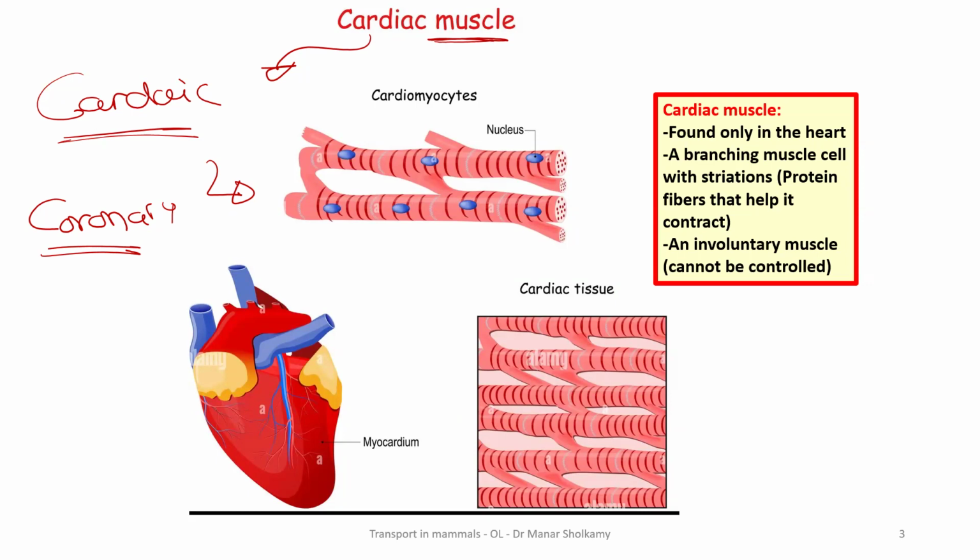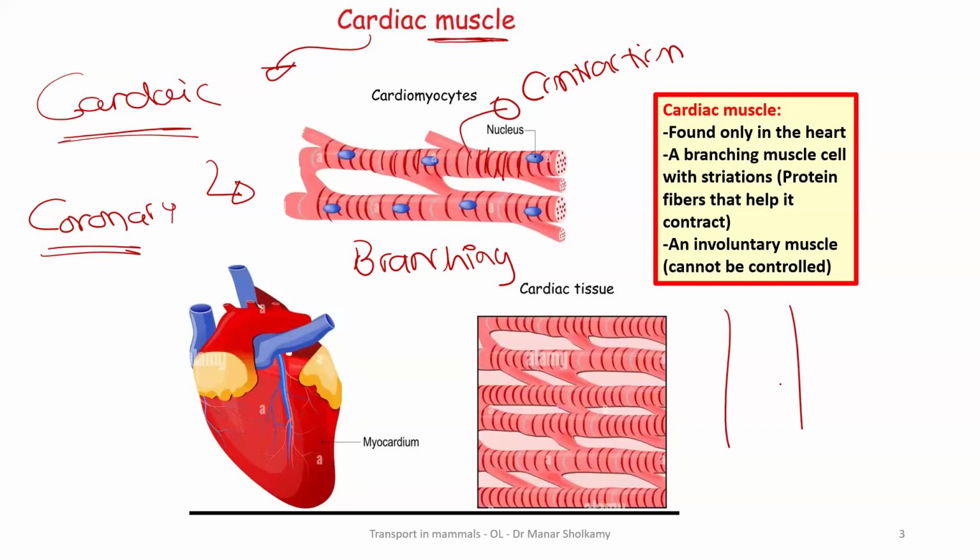The cardiac muscle is a branching muscle that has many striations. These striations are protein fibers that help the cardiac muscle in contraction. This is all you need to know about the cardiac muscle: it is a branching muscle, and it has lots of protein striations that help this muscle to contract. Of course, the cardiac muscle is one of the strongest muscles in the body, and it is contracting from the day you are born until the day you die.